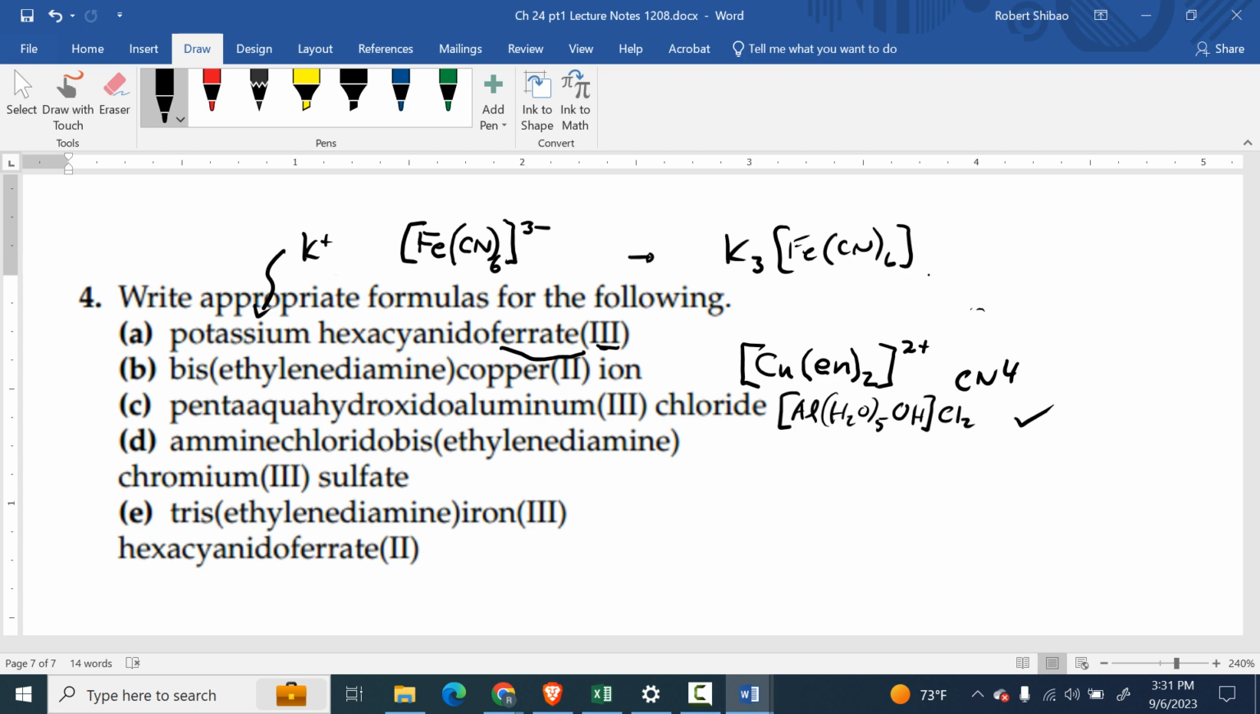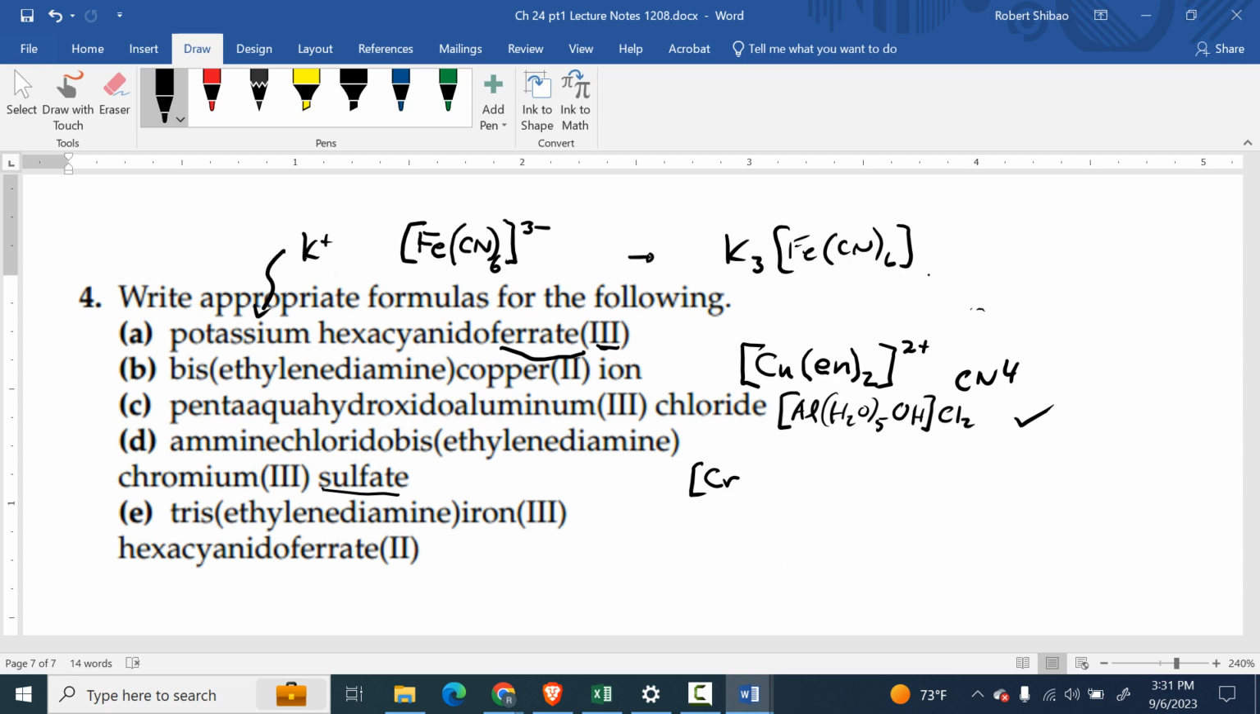How about D? Did somebody get D? D is tricky because this is going to be both. Actually, no, it's not tricky. This is just a normal anion here. So it's a complex cation, just like C. So if it's a complex cation, we'll square bracket. And then if the metal came last, the metal's got to come first. So it's chromium.